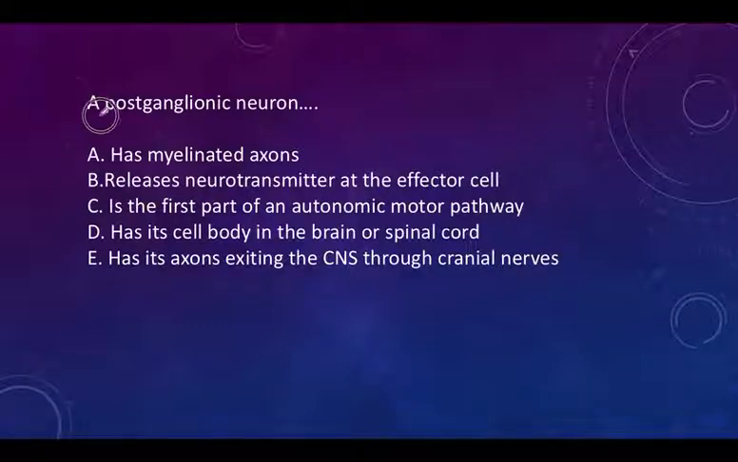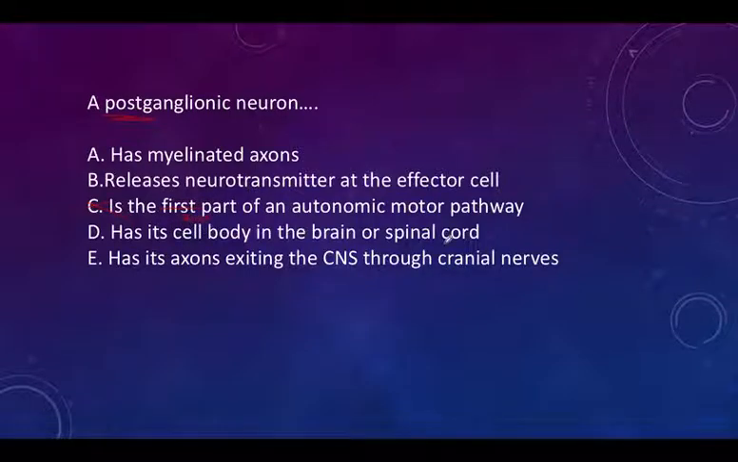Okay, so a postganglionic neuron. This is just a general question about postganglionic neurons. Do they have myelinated axons? Release neurotransmitter at the effector cell is the first part of the autonomic pathway, so we know that's wrong, right, because it's the second part.